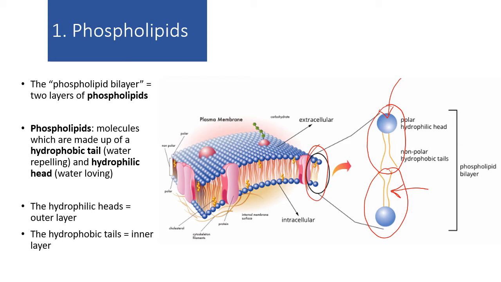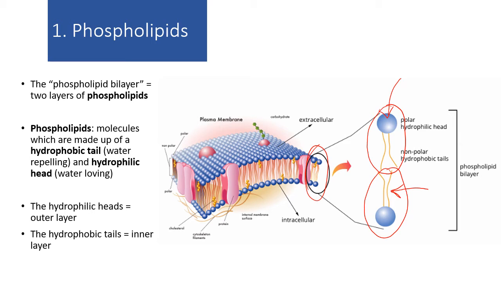So those terms describe the chemical nature of each of those components. So the hydrophilic head repels water, and the hydrophobic tail will actually be attracted to water. And so that's the nature of the phospholipid bilayer.